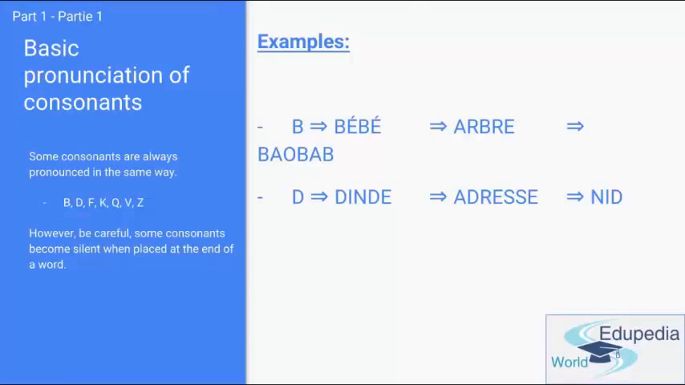It's ni. Then F, you have fou, Afrique, œuf. Here, at the end of the word, we still hear the F sound. So I repeat again for you. Fou, Afrique, œuf.